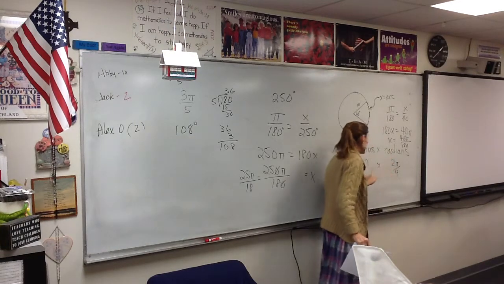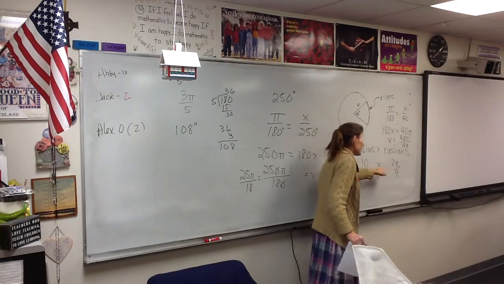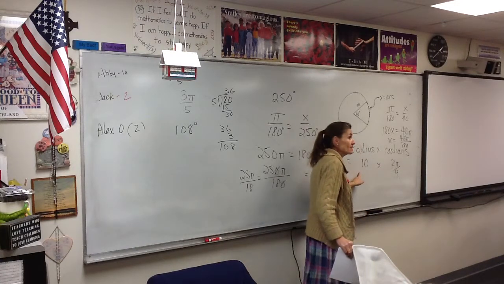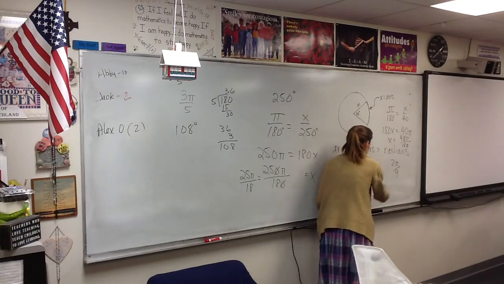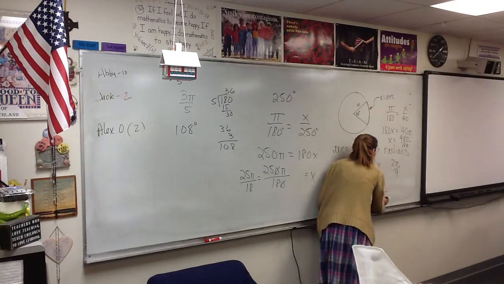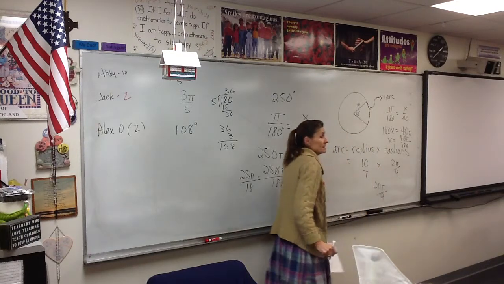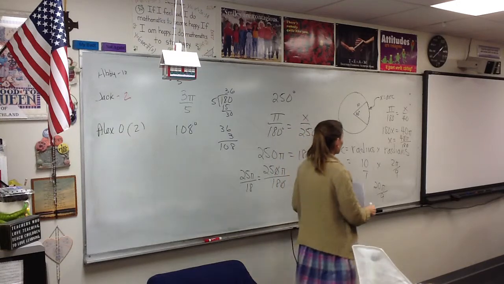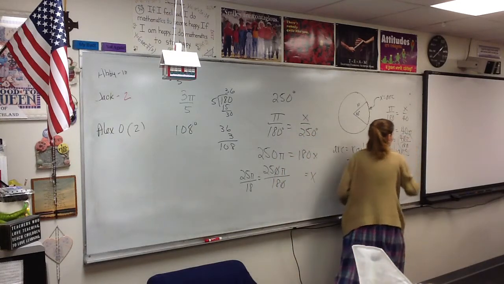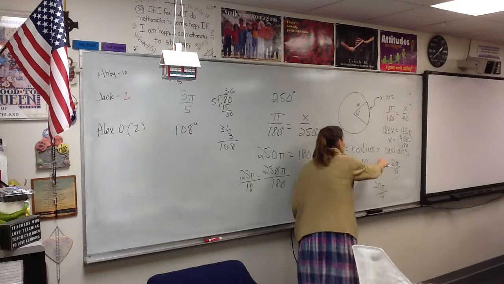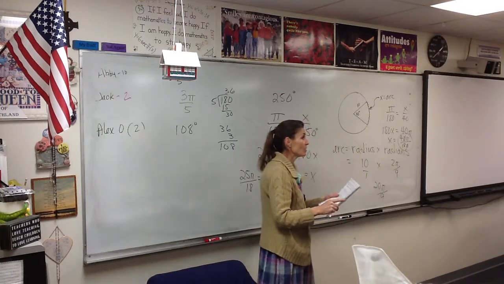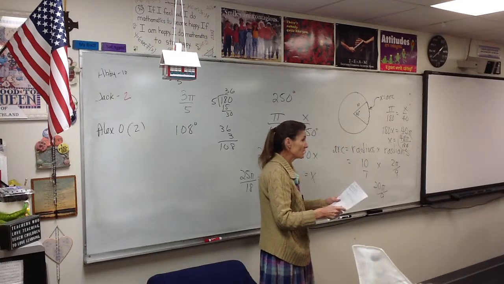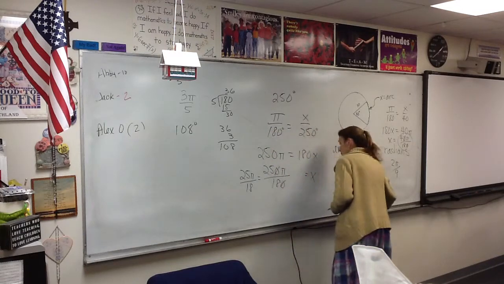So what do we have to do to get the answer? We gotta multiply it times 10. So that's gonna be 20π/9. And that's your answer. It's a two-step problem. You first of all have to get your radian measure, and then you have to take it times the radius.